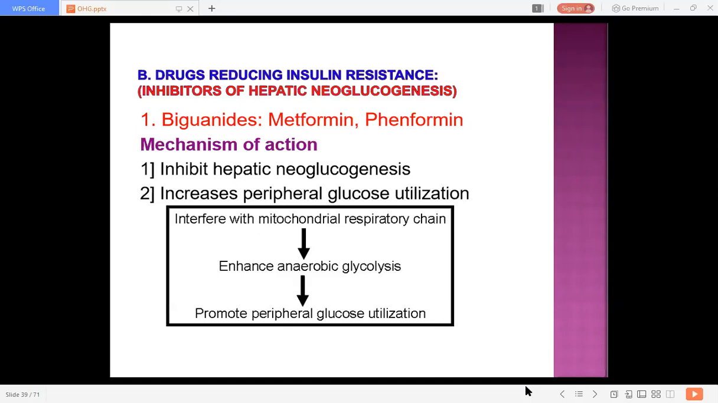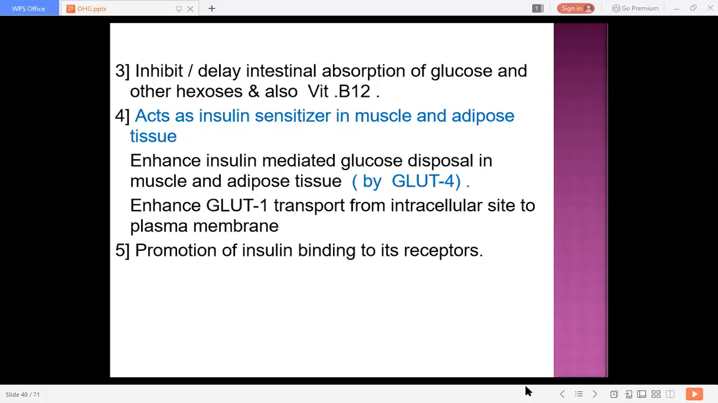metformin, phenformin. Mechanism of action: inhibit hepatic gluconeogenesis, increase peripheral glucose utilization, interfere with the mitochondrial respiratory chain, enhance anaerobic glycolysis, promote peripheral glucose utilization. Metformin also inhibits intestinal absorption of glucose and other hexoses, and also inhibits vitamin B12 absorption.